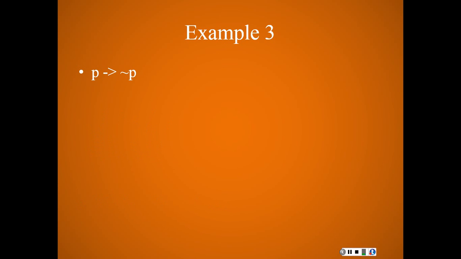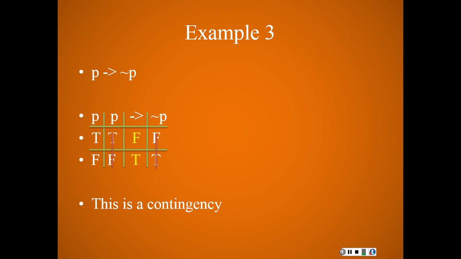Okay, now let's look at an example of a contingency. Here's the formula if P, then not P. Here is the truth table for that formula. As you can see, this formula is false on the first row of the truth table, but true on the bottom row of the truth table. So this formula is false under some conditions and true under others. That means it's an example of a contingency.